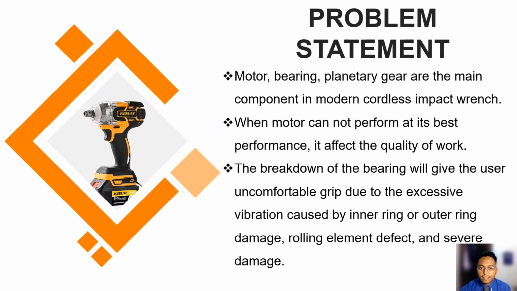Problem statement. There are three main components in a cordless impact wrench, which are the motor, bearing, and planetary gear. If the motor cannot perform at its best, it will affect the quality of work. Other than that, the breakdown of the bearing will give the user an uncomfortable grip due to excessive vibration. Breakdown of bearing might be caused by inner and outer ring damage, roller element defect, and other damage.